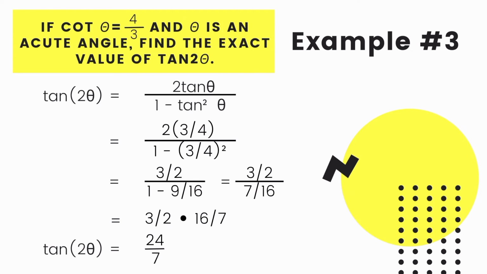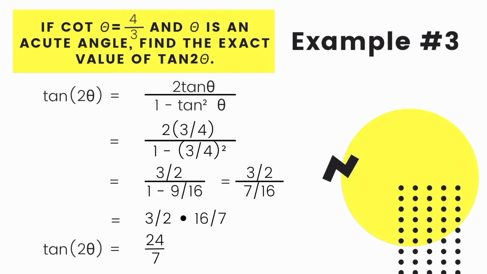Example number 3. If cotangent theta is equal to 4 over 3 and theta is an acute angle, find the exact value of tangent 2 theta. So for this problem, we are going to use the tangent double angle formula, which is tangent 2 theta is equal to 2 tangent theta divided by 1 minus tangent squared theta. To get our value of tangent theta, we are going to get the reciprocal of cotangent theta. Our cotangent theta is 4 over 3. The reciprocal of 4 over 3 is 3 over 4. So our tangent theta is 3 over 4.